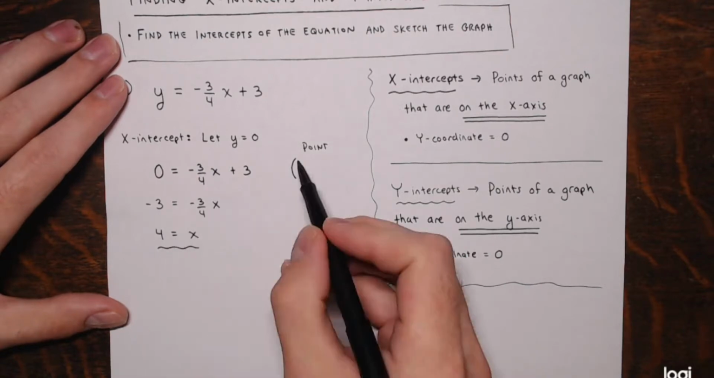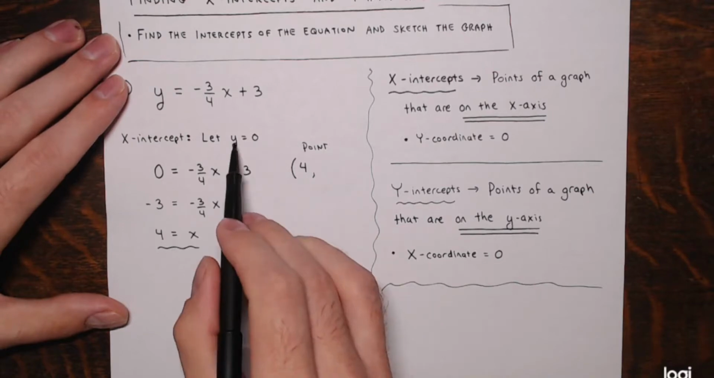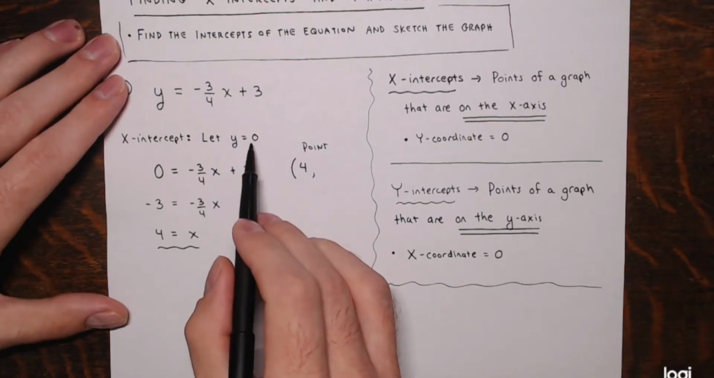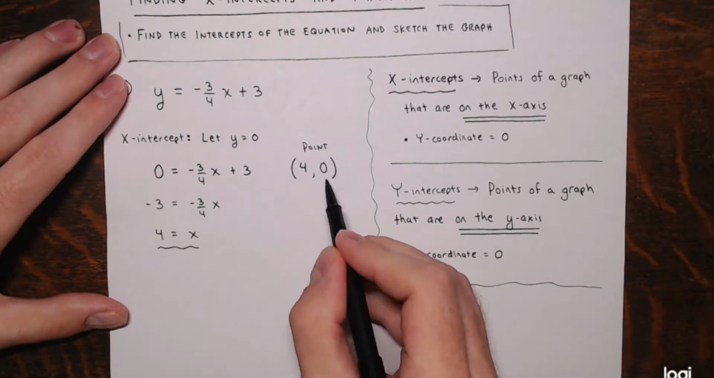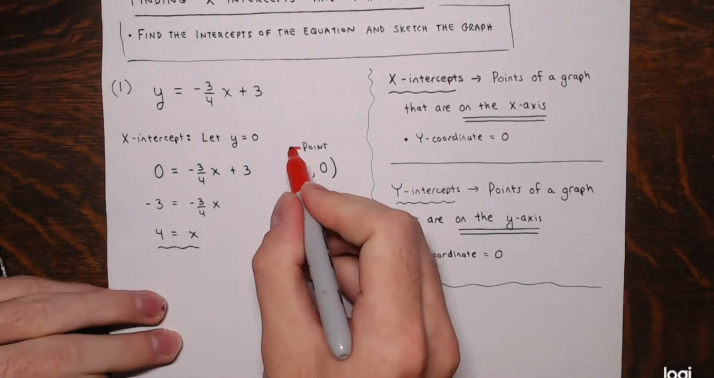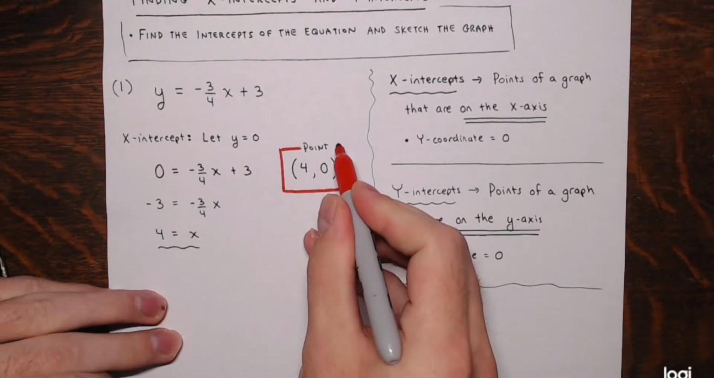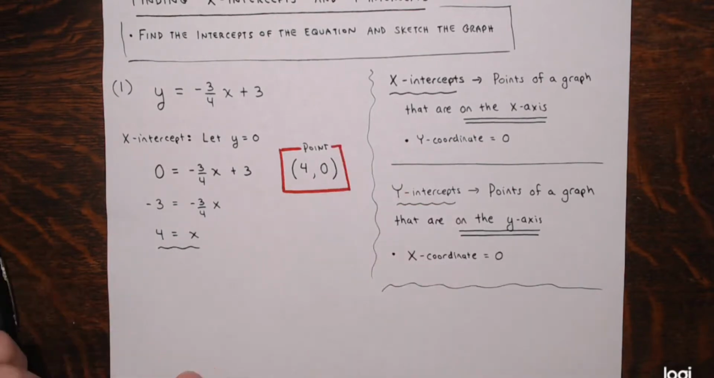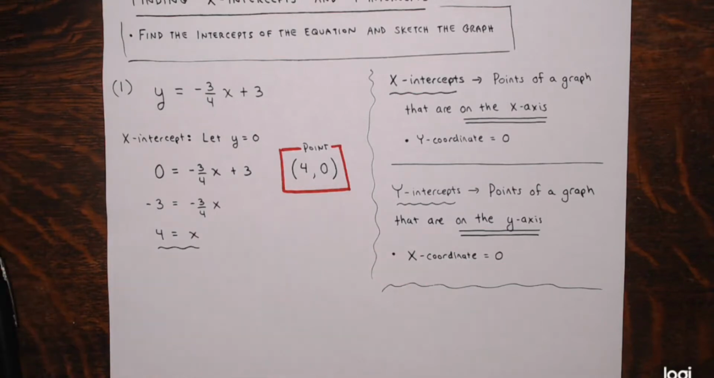X is 4, right? The x-coordinate is 4, comma, and we already said the y-coordinate must be 0, if you're on the x-axis. So 4, 0, and I'll put that in a nice box. That's one of the things that the instructions are asking me for. So there's the x-intercept, and I'll plot this. Let me go to a separate page here.